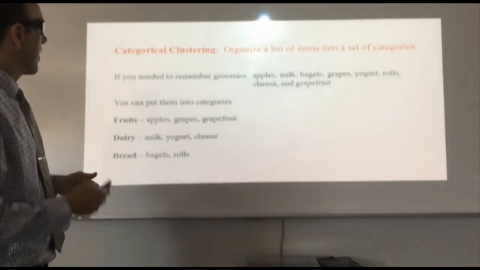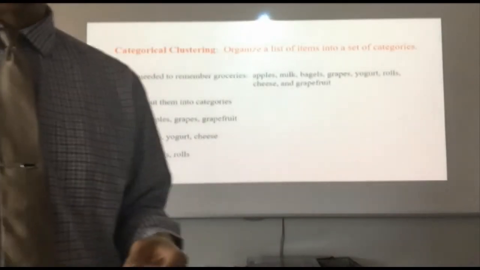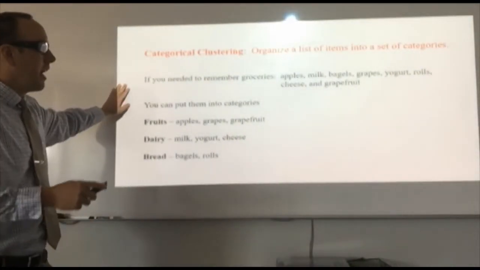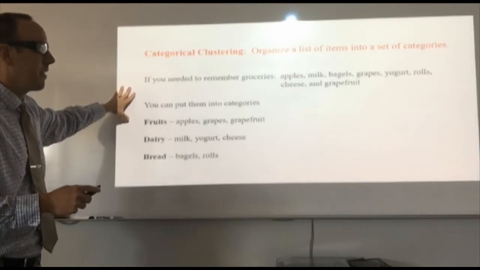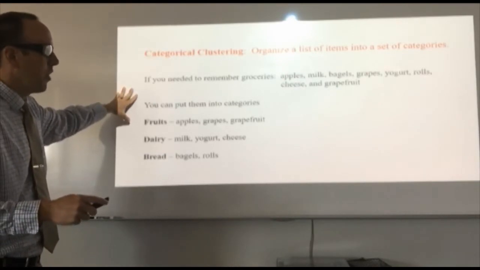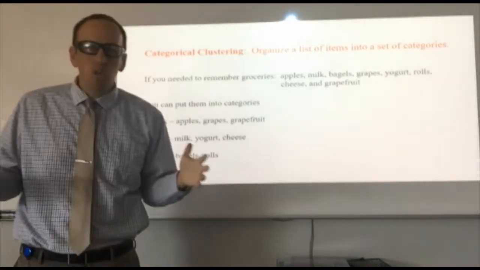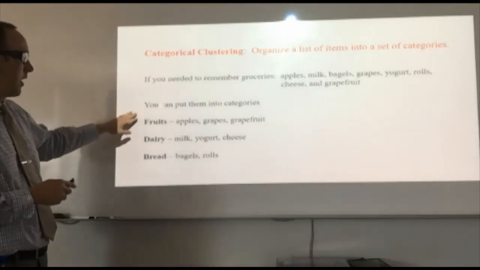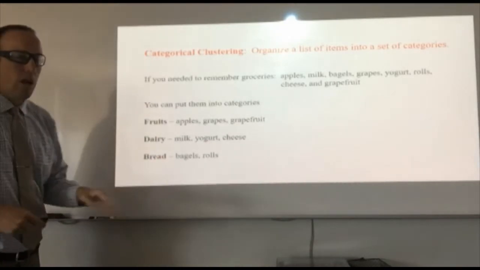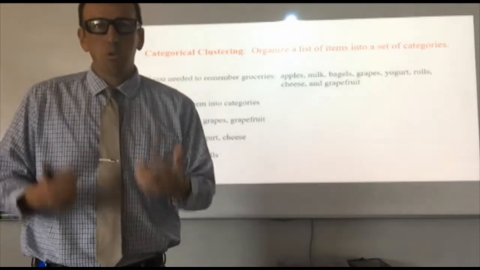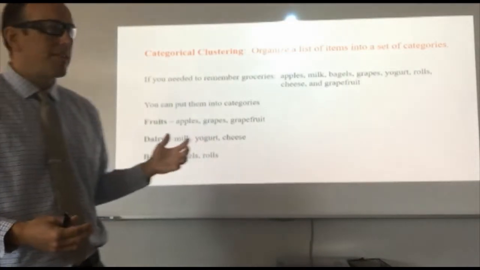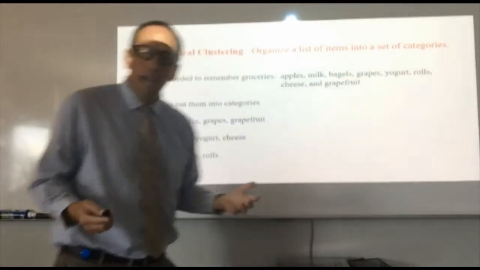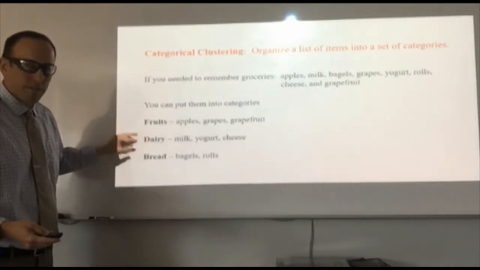So, categorical clustering. Now we're kind of just breaking down what we had started off with earlier. So let's pretend you need to remember this big long list. Apples, milk, bagels, grape, yogurt, rolls, cheese, grapefruit. It's a long list. But if you categorize it, so you put it into categories, fruits, dairy, and bread, well then your brain is more likely to remember all the items. Because instead of remembering 8 things, you're remembering 3 things, okay? 3 right here.